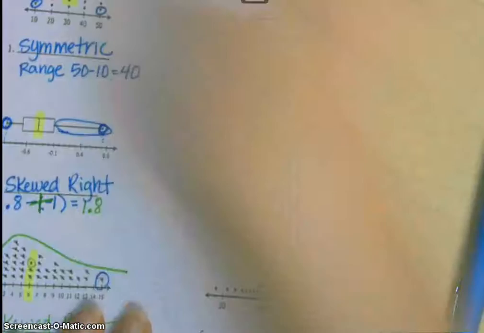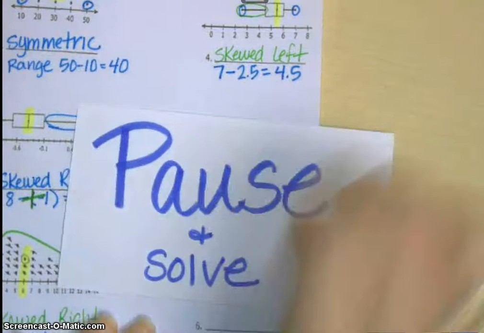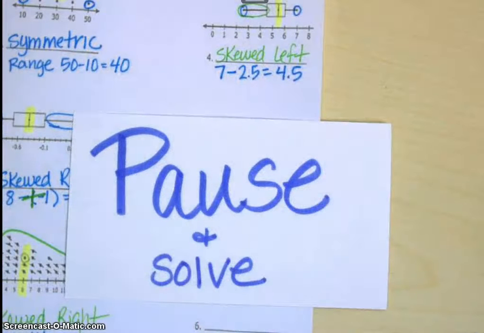All right, pause and solve. Go ahead and do 5 and 6. 5 and 6. So pause and solve. Go.